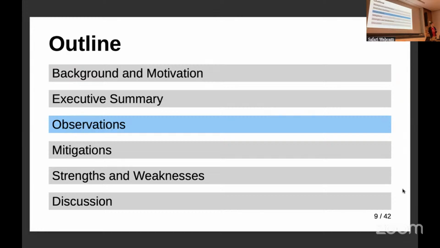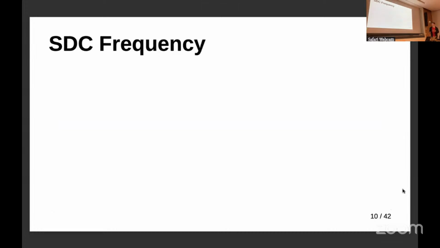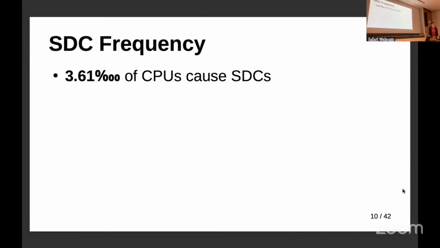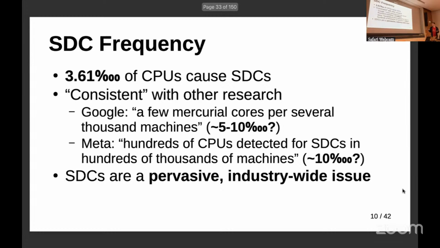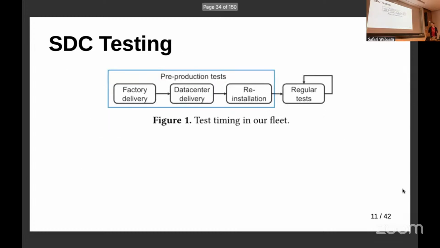What did they actually manage to see about SDCs? First of all, they simply looked at how often these occur. They found that 3.61 basis points, that's 3.61 per 10,000 CPUs, actually experience SDCs. This number is roughly consistent with both the Google and Facebook papers, as long as you are somewhat generous with their very vague interpretations. It's within the same order of magnitude, so that's probably as close a correlation as we're going to get. But we can conclude from this that everyone's experiencing them at roughly the same frequency, so silent data corruptions are a pervasive and industry-wide issue.